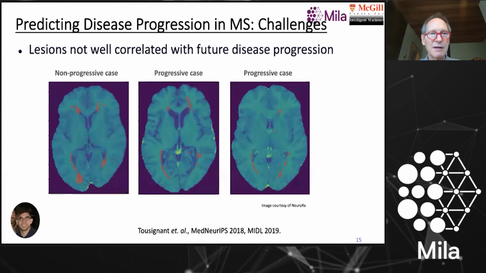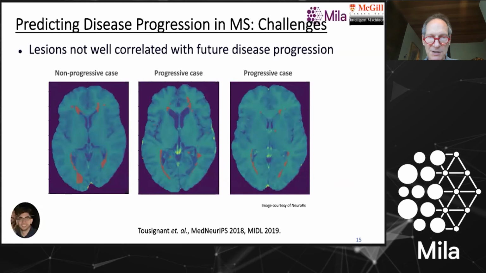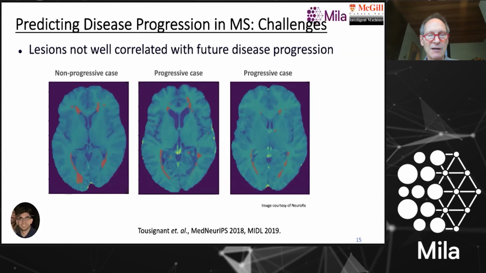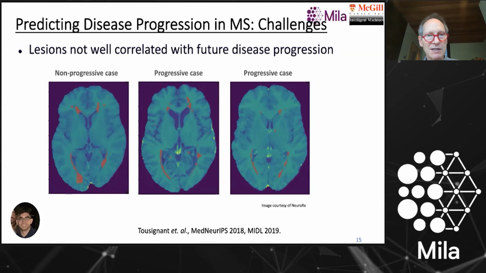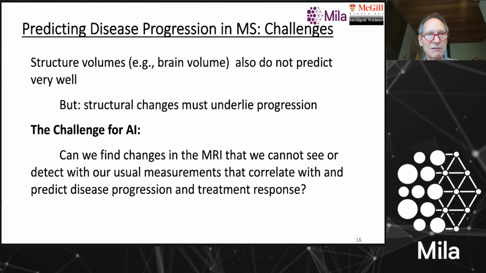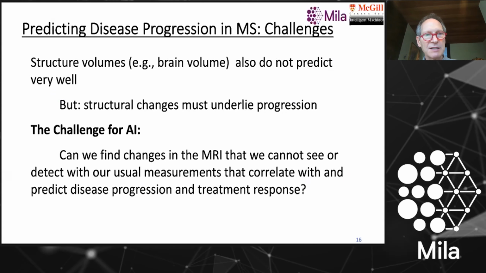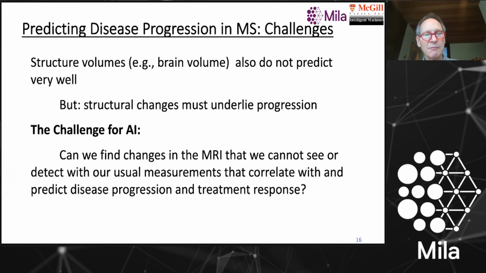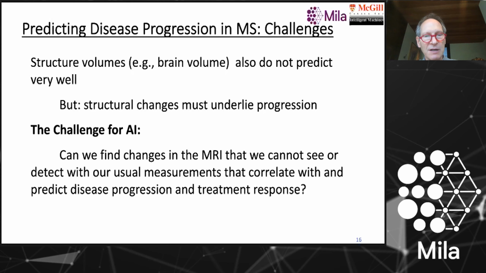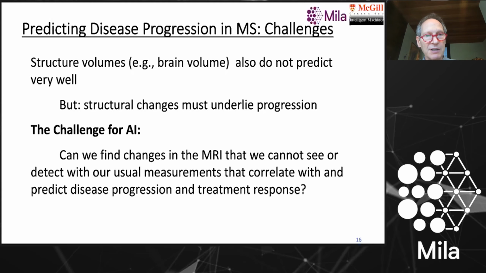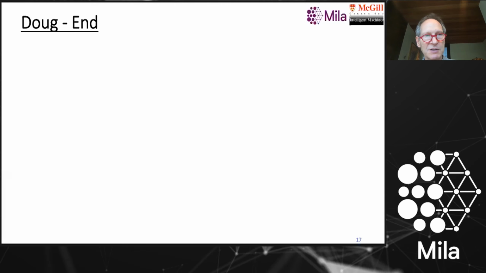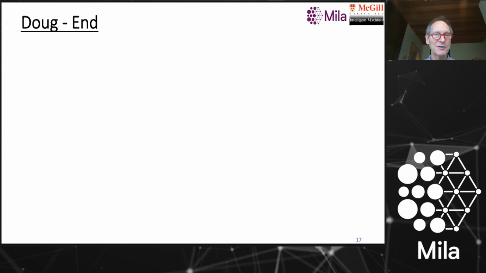The problem, as I alluded, is that the lesions are not well correlated with disease progression. The lesions we can very effectively suppress now, but our ability to suppress disease progression is actually disappointingly limited. Structure volumes are not sufficient, as I said, but structural changes have to be associated with progression. And so we believe that we will be able to find changes in the MRI that we're currently not seeing or measuring with our current outcomes, that will in fact correlate with and be able to predict disease progression and treatment response. So I'll turn it back over to Tal now.